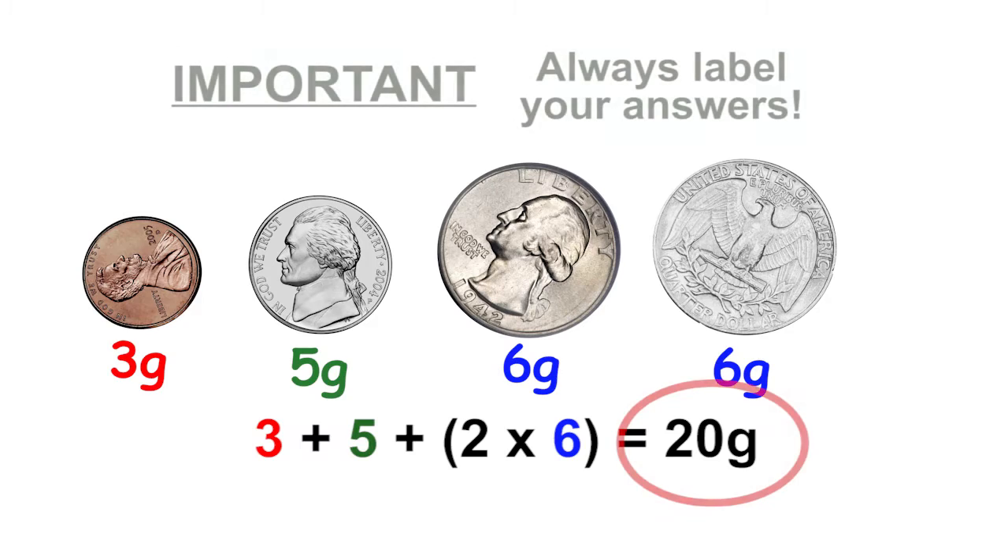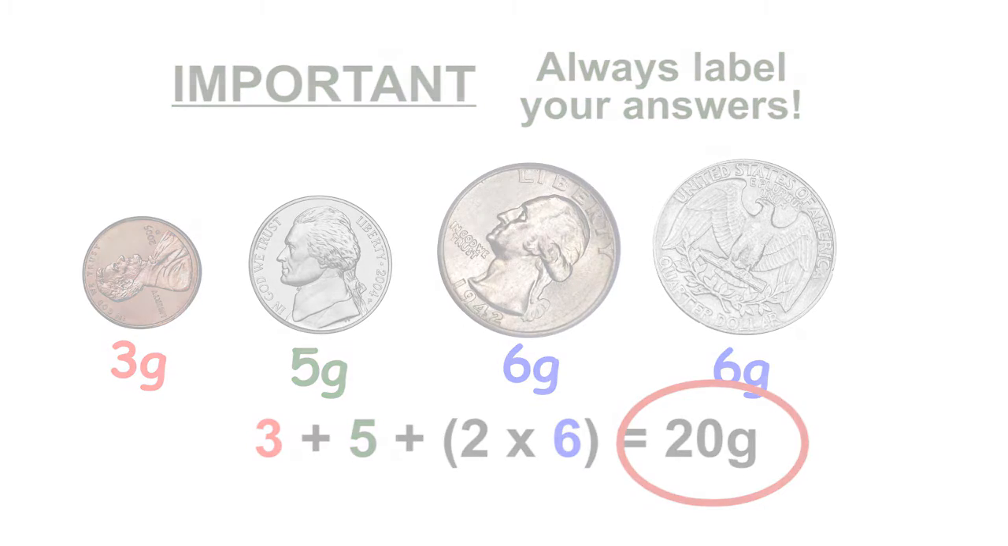It's very important to label the answer. If the answer was written simply as 20, anyone reviewing the problem would not know what the 20 meant. It could be coins, grams, kilograms, or watermelons.